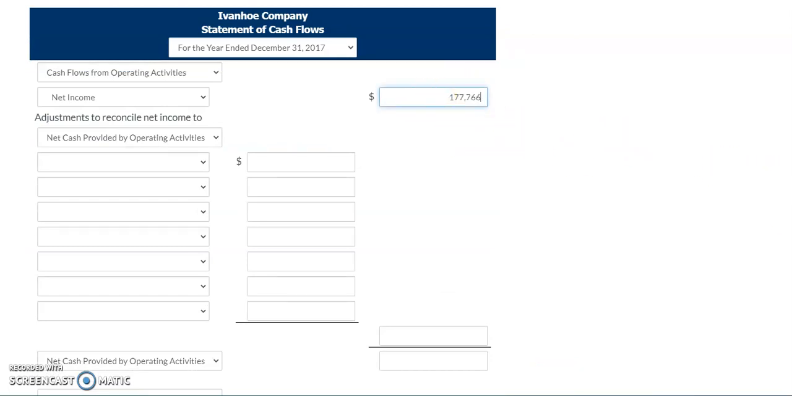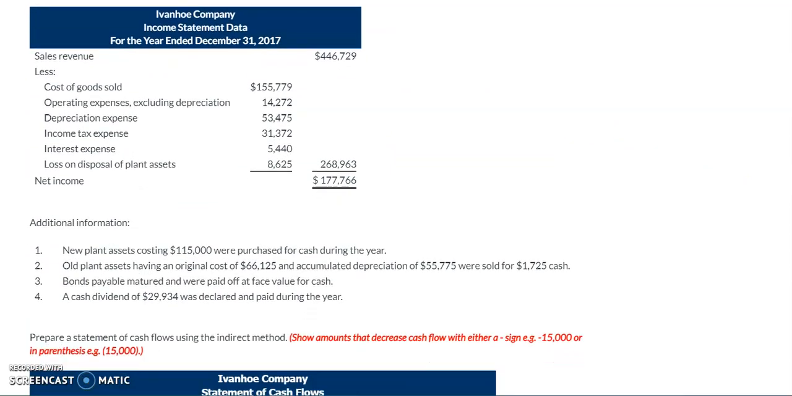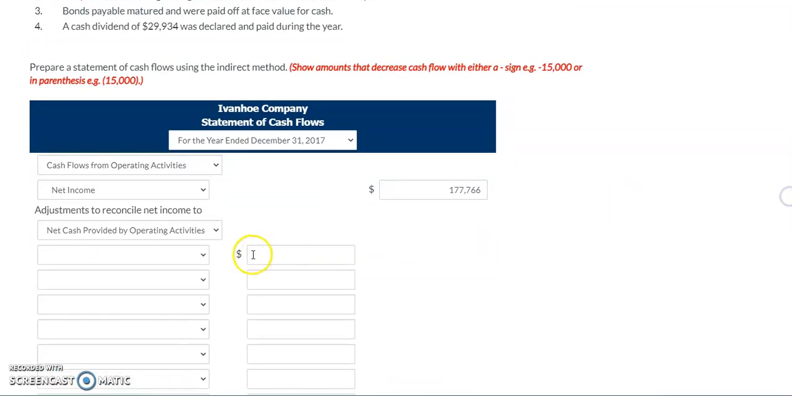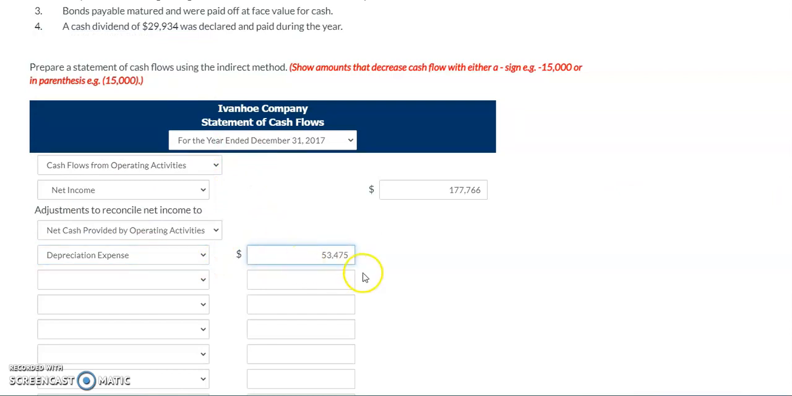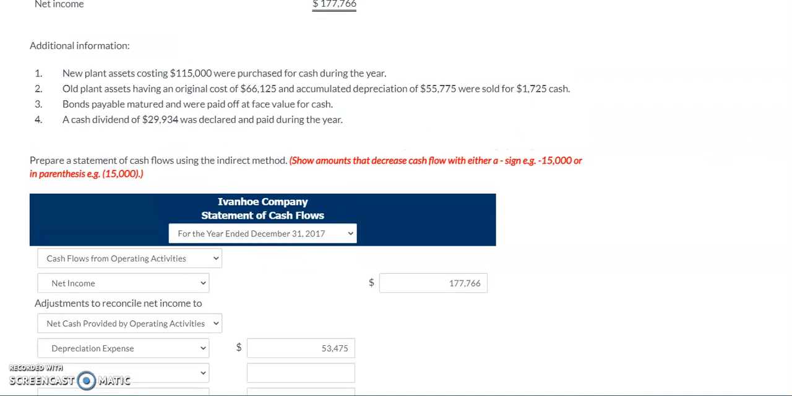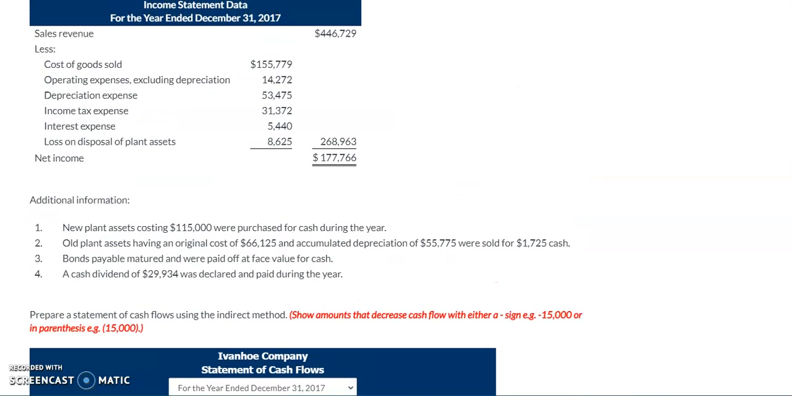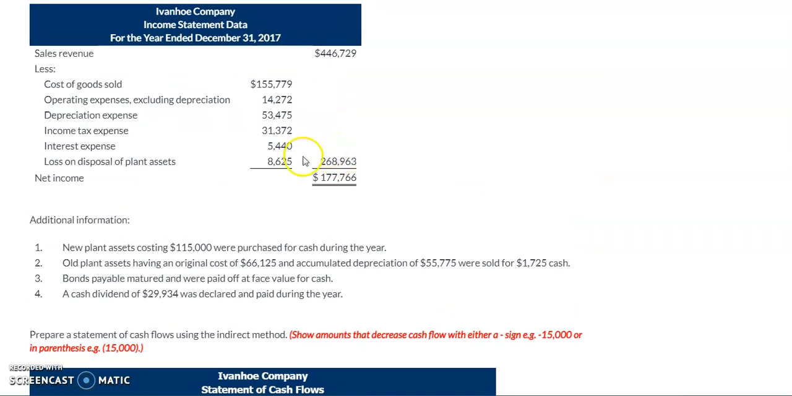Then I'm going to think about what items in the income statement do not have a cash impact. Most of these sales should be collected. Most of this cost of goods sold should be paid for. Most of our operating expenses should be paid for. But then we have our depreciation expense, and we recall that depreciation is a non-cash journal entry. We debit depreciation expense and credit accumulated depreciation. So our depreciation expense is a reconciling item, and we need to add back that item to get to the net cash provided by operating activities, because that depreciation expense reduced our net income.